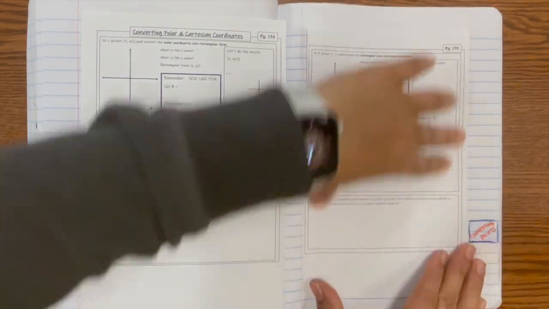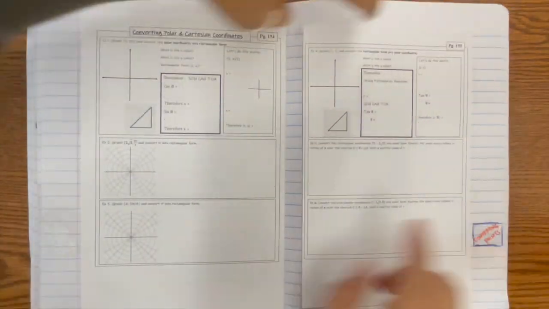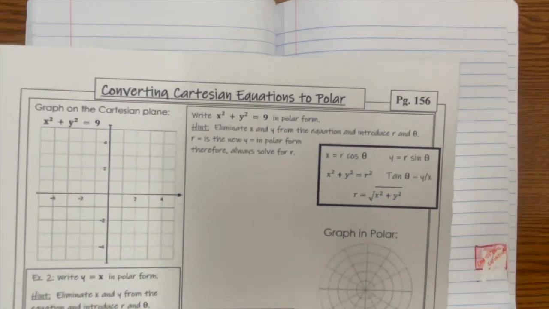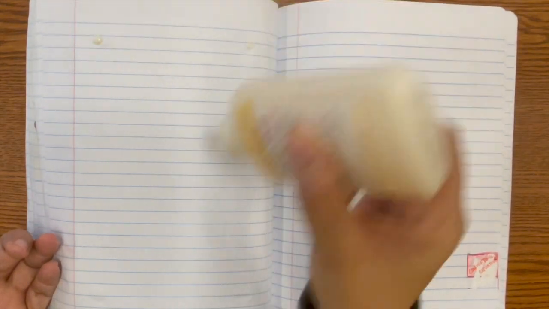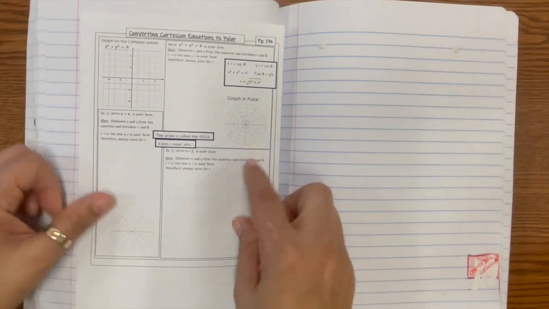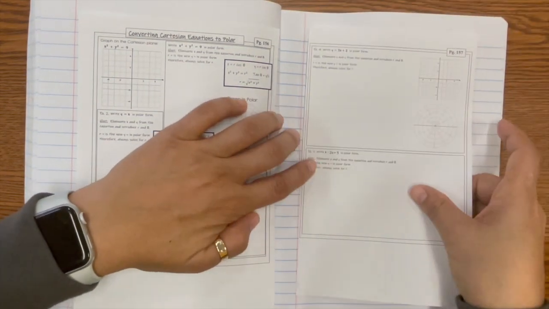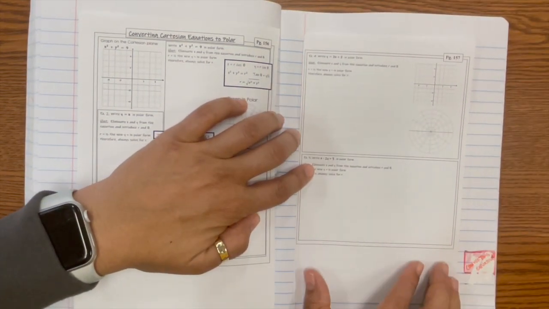Staying away from the margin on the right and the margin on the left. All right, my next one should be converting equations. So make sure your page says converting Cartesian equations. Again, dots, second line in the middle. Very small dots, please. This glue is very strong. Pages in order, away from the margin on the left and away from the margin on the right.